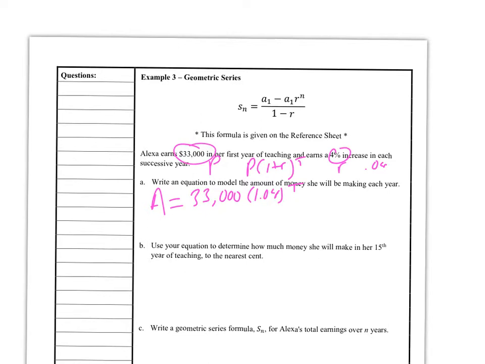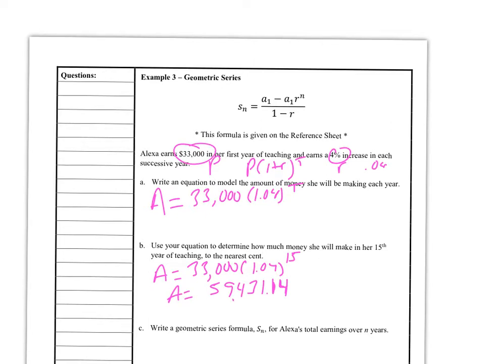Part B, use your equation to determine how much money she will make in her 15th year. So, that's not so bad. A equals, we're going to plug in, assuming a 4% raise every year. Type that into the calculator, get yourself an answer: 59,431. Got to round it to the nearest penny, nearest cent, it says. So $59,431.14 is how much the person will be making.